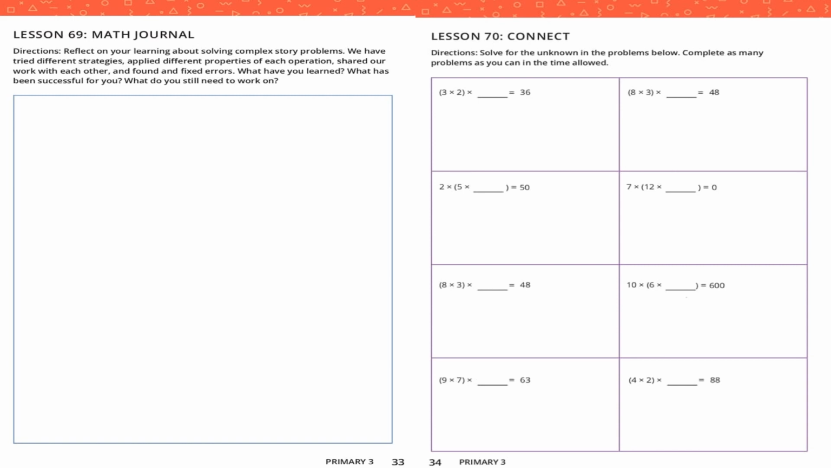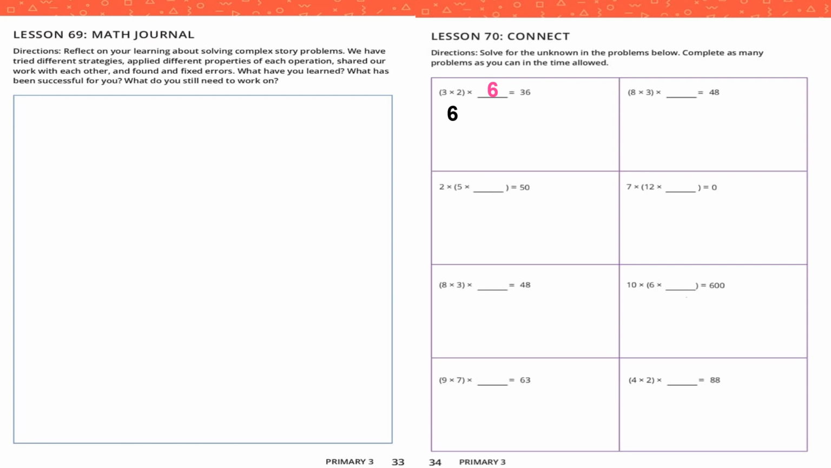Lesson 70, the connect part. Here we have some problems. We want to solve them. It's very, very easy, but you must know that what is between brackets I must solve first. I have here 3 times 2. They are between brackets, so I will solve them first. Equals 6. 6 times what equals 36? 6 times 6. Okay.